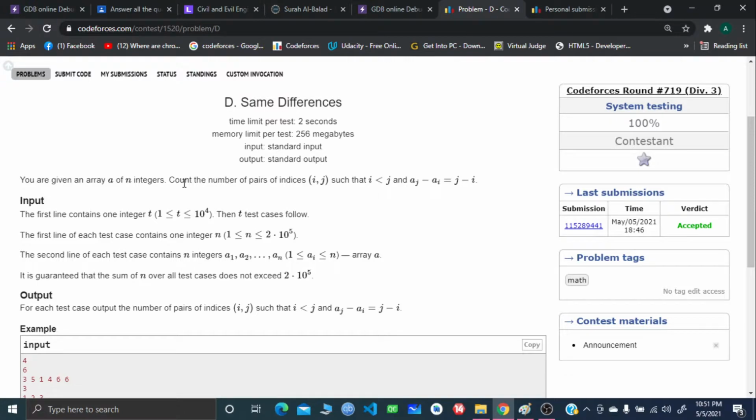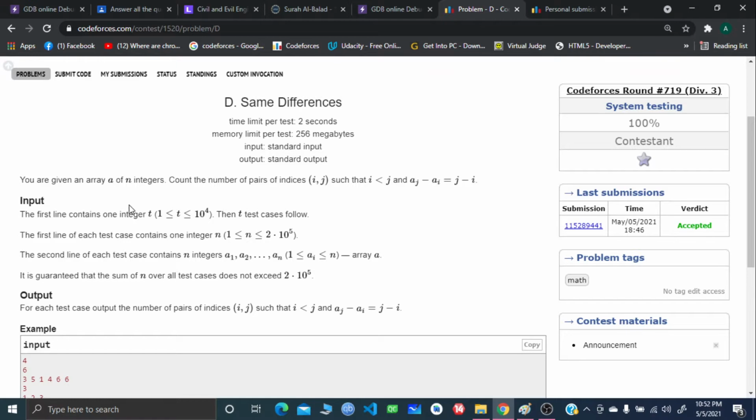And now you have to find the number of pairs of indices where i is less than j, which means picking some two indices where i is less than j. And also we need to verify a condition, which is aj minus ai, which means the jth element of the array A minus the ith element of the array A, equal to j minus i.